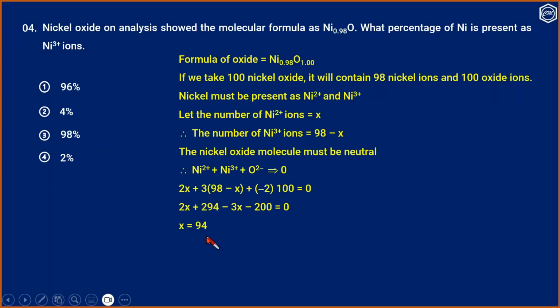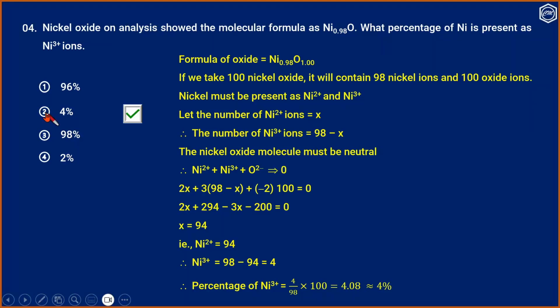X is the number of Ni2+ ions. So therefore Ni2+ is 94. Hence the Ni3+ ions must be 98 minus 94, and that is equal to 4. So therefore the percentage of Ni3+ is 4.08 or approximately 4%. So the second option must be the correct answer.